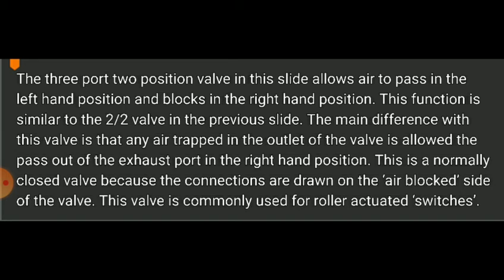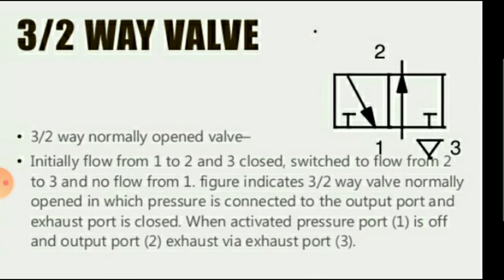This function is similar to the 2 by 2 valve in the previous slide. The main difference with this valve is that any air trapped in the outlet of the valve is allowed to pass out of the exhaust port in the right hand position. This is a normally closed valve because the connections are drawn on the air block side of the valve. This valve is commonly used for roller actuated switches.